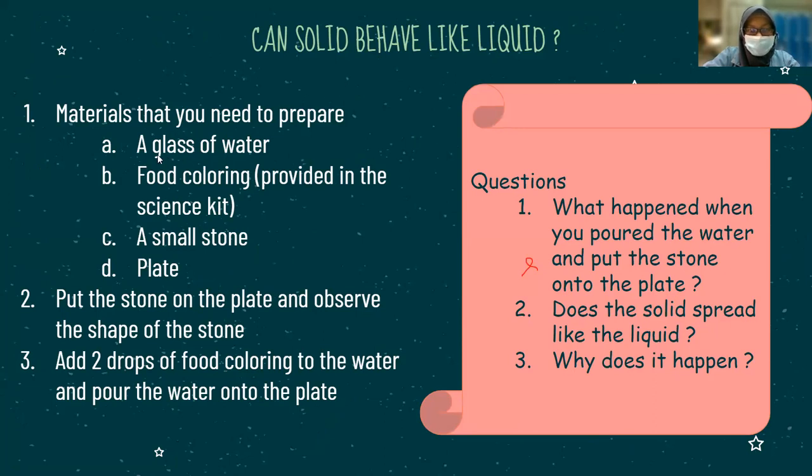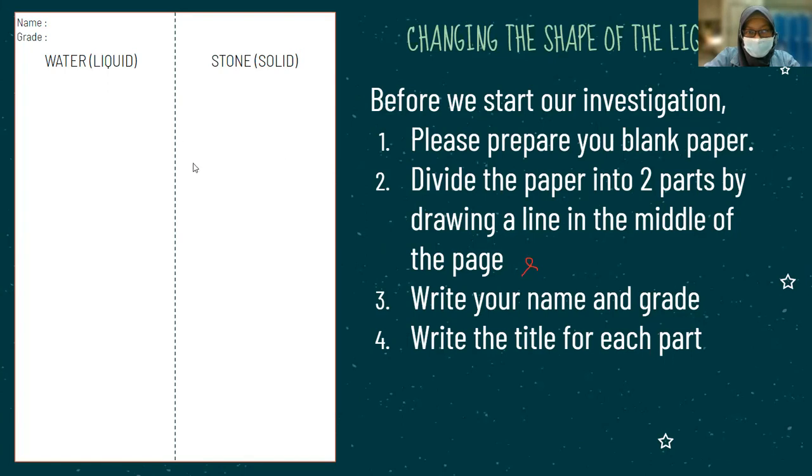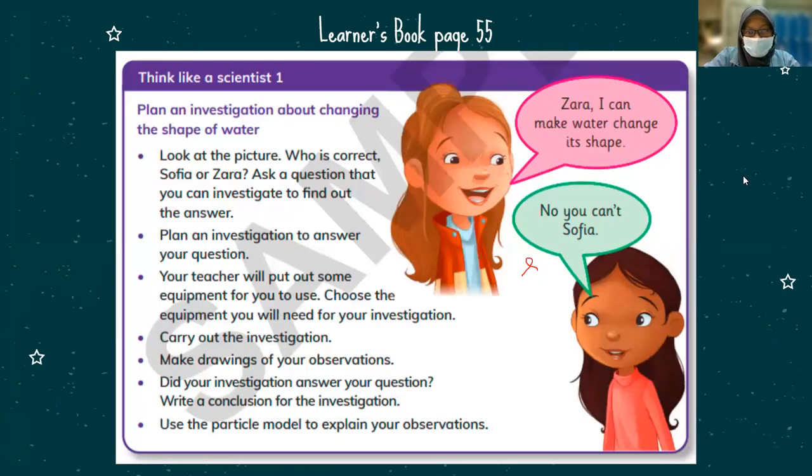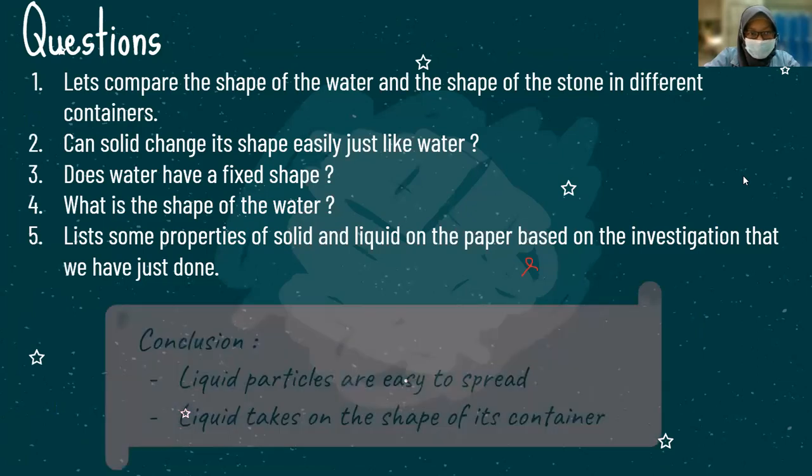I asked you to prepare a glass of water, put coloring, a small stone, and a plate, and you have to compare when you put the small stone or rocks into a different container and when you pour the water into a different container. I asked you to draw the shape of the water and the shape of the stone in different containers. And this is the changing shape of liquid. When you pour the water into different containers, what would the shape be? You can answer the question.